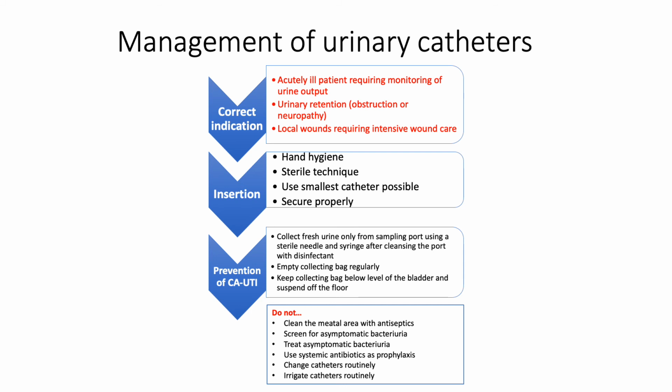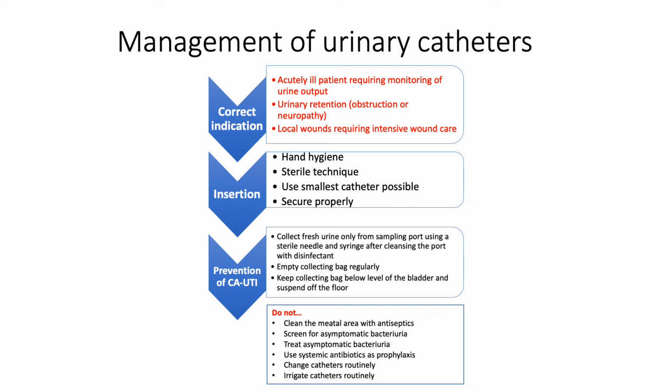In order to prevent catheter-associated UTI in patients with urinary catheters, it's important to collect fresh urine only from the sampling port using a sterile needle and syringe after cleansing the port with disinfectant, and not from the catheter bag, because this is important to prevent contamination and potentially over-treatment if you're considering a UTI. It's important to empty the collecting bag regularly, and very important to keep the bag below the level of the bladder to ensure good drainage, and also off the floor on a stand.